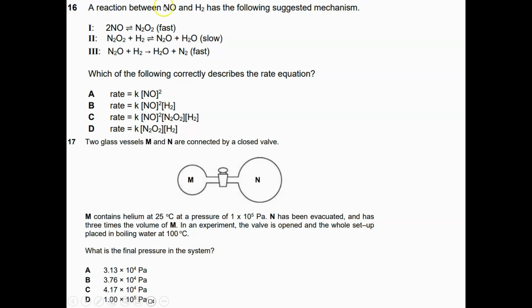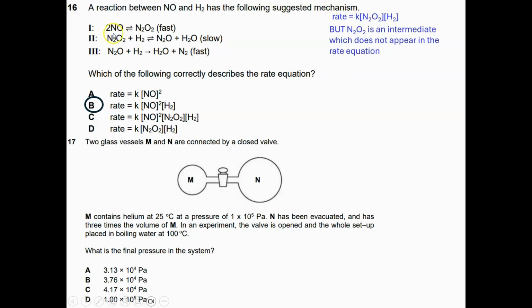Okay, question 16 is a mechanism question. Which option describes the rate equation? So this is a multi-step process. The answer here is B. For a multi-step process, the rate equation is that of the slow step, otherwise known as the rate determining step. So based on the slow step, this is my rate equation: rate equals k times the concentration of N2O2 times the concentration of H2. But N2O2 is an intermediate. We do not expect to see it in the rate equation.